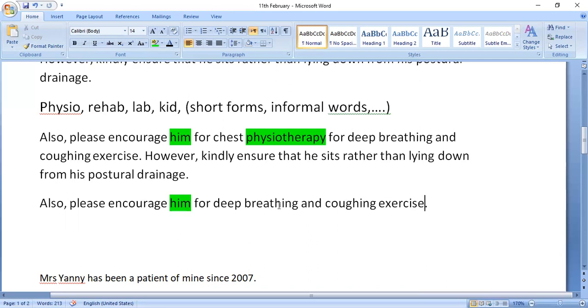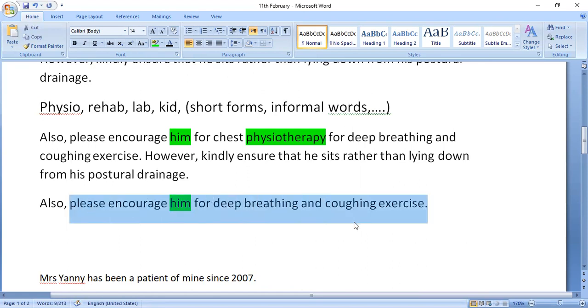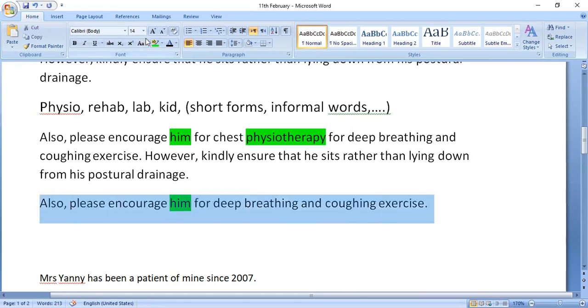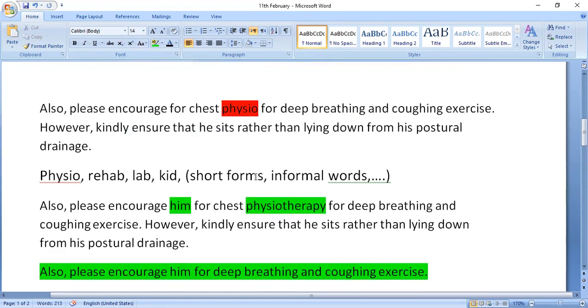So yes, that is why I am just trying this, to avoid the double "for". It does not look very good. Okay, "please encourage him for deep breathing and coughing exercise" is also okay. We don't need to mention even physiotherapy. If you want to mention it, you can say "please encourage him for deep breathing and coughing exercise physiotherapy." Okay, like this, a little bit better.